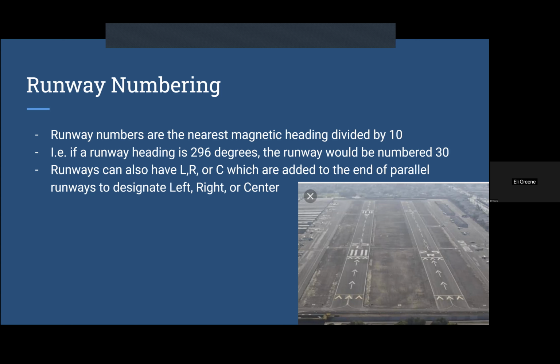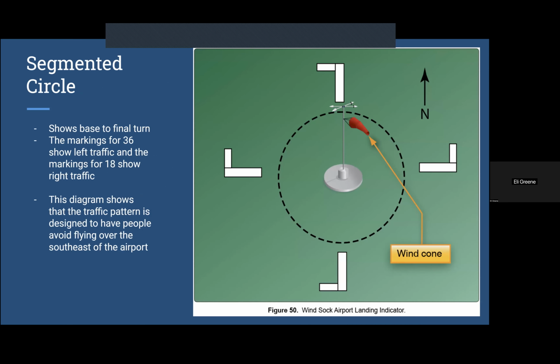So the numbers on runways, you've probably seen this all the time, and then wondered what they meant. It's the magnetic heading of the runway, to the nearest 10 degrees. And there's some exceptions to that in places like Alaska and Canada, where magnetic headings vary quite a lot. And now we're going to talk about the segmented circle.